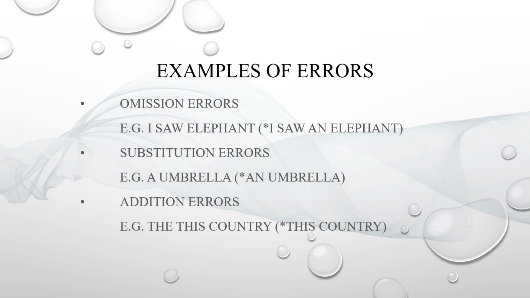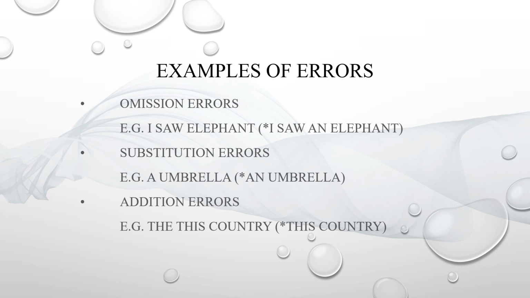Let's look at some examples. For omission, a student wrote, "I saw elephant" instead of "I saw an elephant." This shows how learners often drop articles when introducing new nouns. For substitution, we see "a umbrella" instead of "an umbrella."